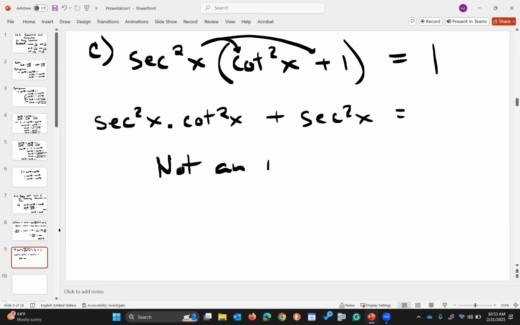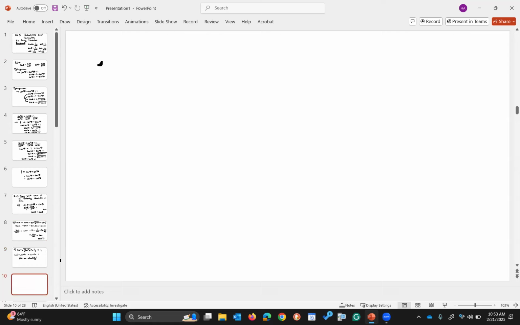I got to 1 over sine squared plus 1 over cosine squared equals 1. That's not always true. Sorry, class, C is not an identity. That was messed up. Let's go to D. Let's do one that actually is an identity. Yes, this one is an identity this time.